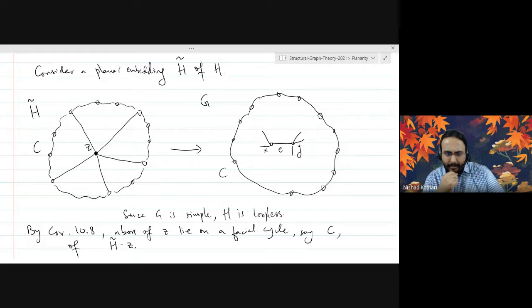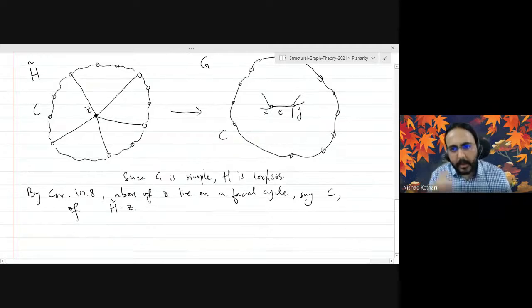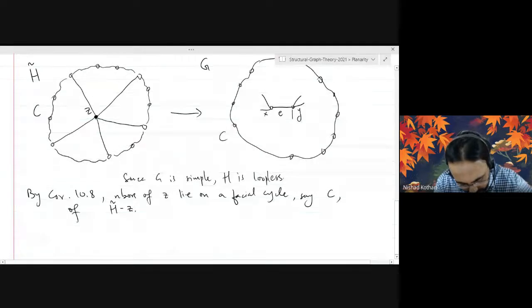So now let's think about this. How did it happen that we expanded one vertex Z and we lost planarity? That's what's going on here. So I want you to think for some time about the graph G minus E.